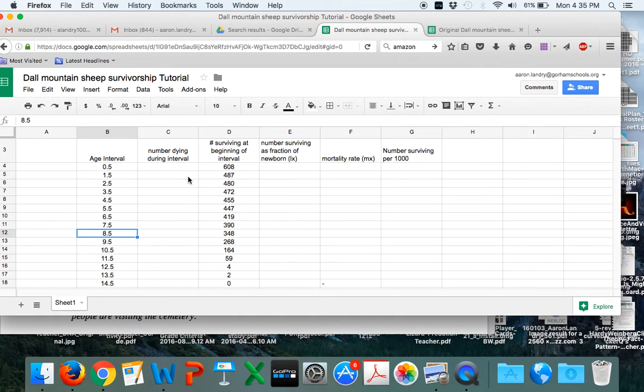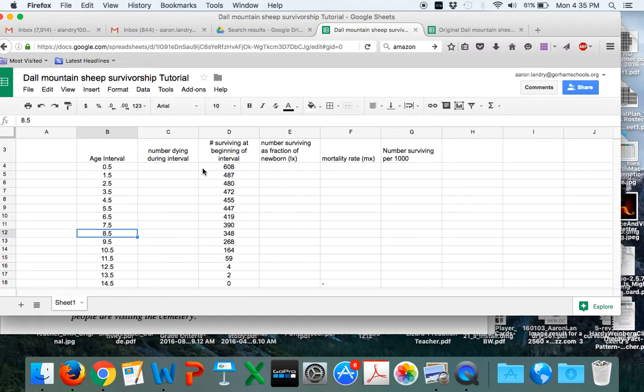Okay, so you may wonder why they didn't put number dying during the interval. It's because they don't really know how many died during the interval. They get that from knowing how many were at the beginning of the interval, and then they subtract the next interval to find the number that were dying during that interval.